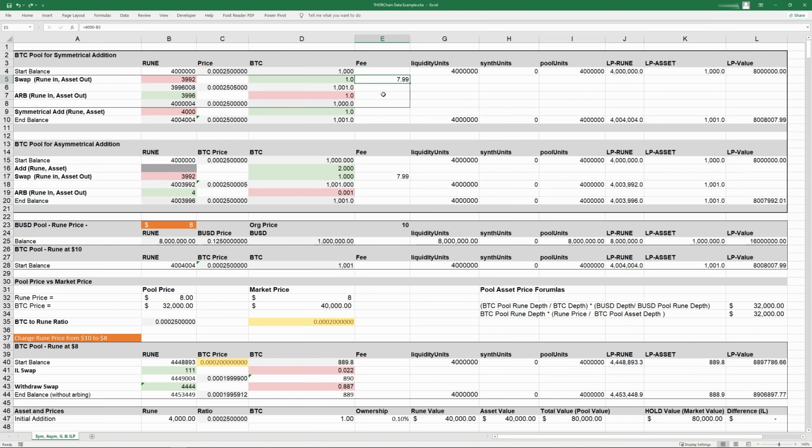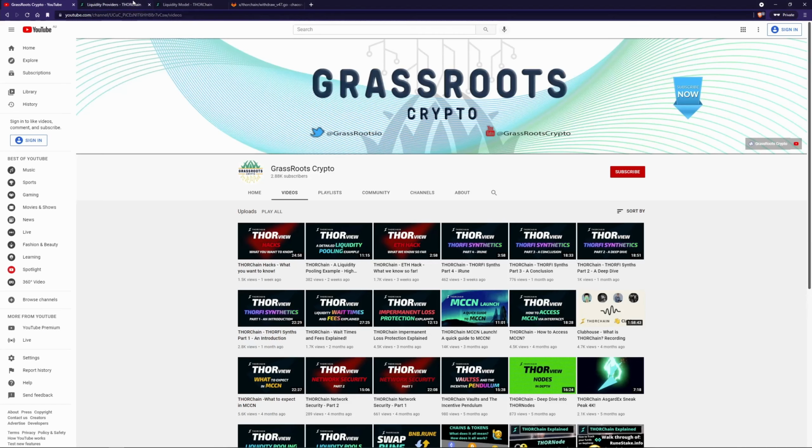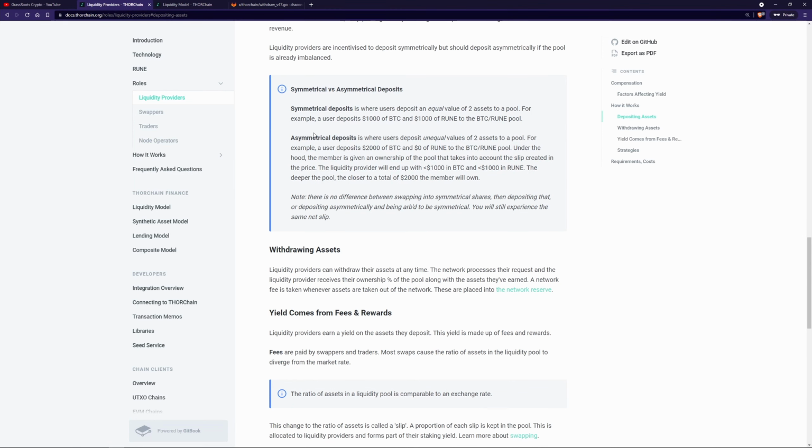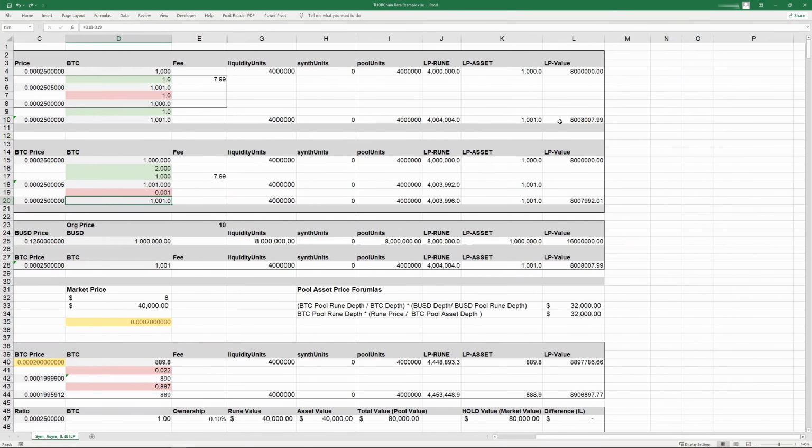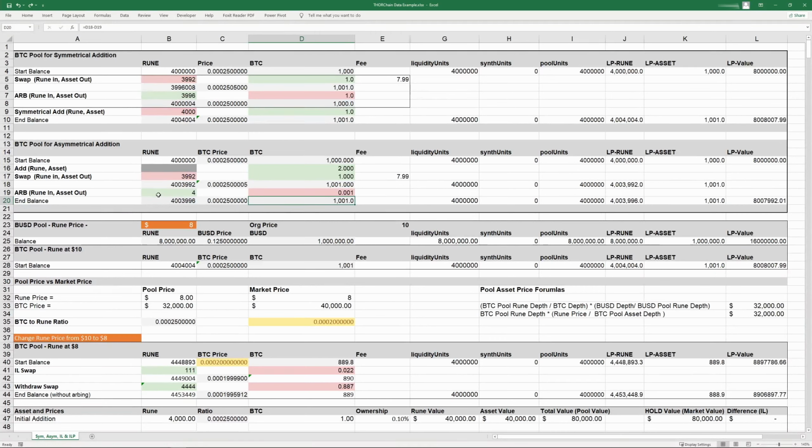So I just wanted to show that, as also depicted here, whether you add symmetrical or asymmetrical, there's no difference between swapping into symmetrical shares, then depositing that, or depositing asymmetrically and then being arbed to symmetrical. You'll still experience the same amount of net slip. The end balance is the same between the pools. It's just a minuscule difference. So when you have a look at the end state for both of them, it's not much difference. So that's asymmetrical addition versus symmetrical addition. You pretty much pay the same slip, and the pool and your position will end up pretty much the same.